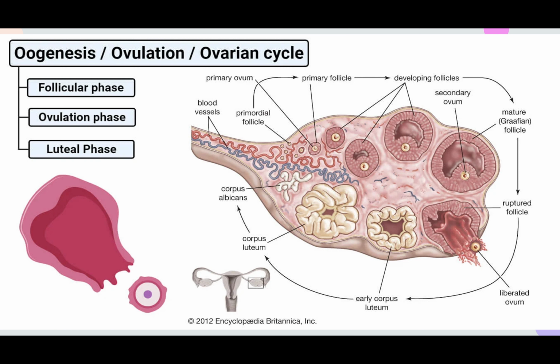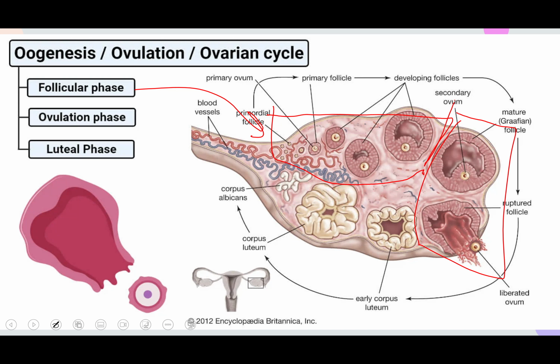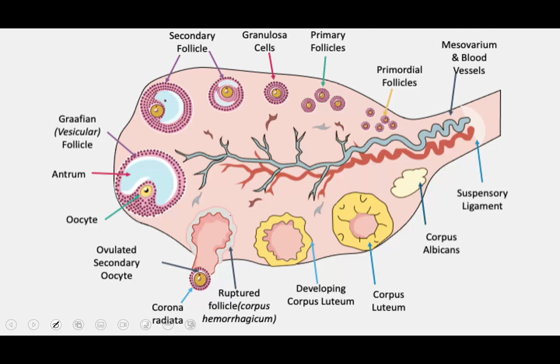So here is really the follicular phase. Here is the ovulation phase. So this is the O phase, ovulation. And then here now is the luteal phase. All right. Let's go on now.